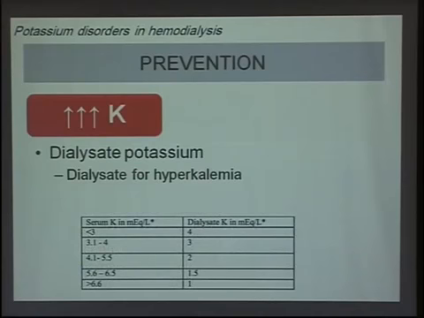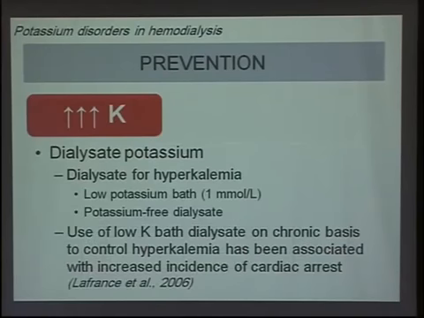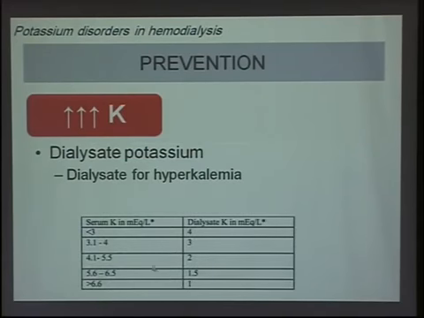So that if potassium is higher than 5.5, some authorities might use lower potassium dialysis, like what's called low potassium bath or even potassium-free bath. However, there is a link between low potassium bath dialysate on chronic basis and increased incidence of cardiac arrest. That's why the safest level is 2, which is normal bath. And if pre-dialysis potassium is below 4, then use what's called high potassium bath, which ranges from 3 to 4.